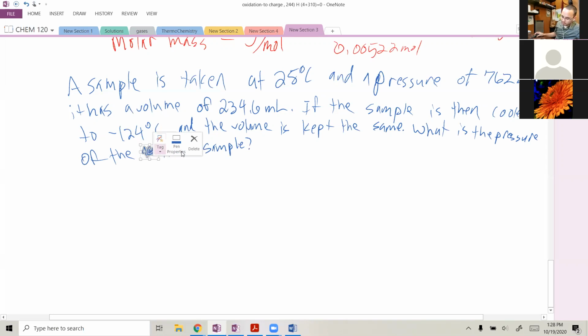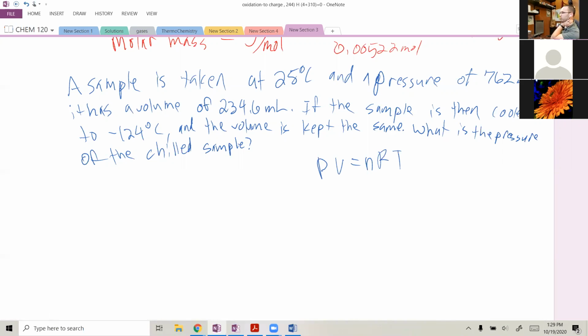So another type of problem looks a little bit like this, in that we have a lot of different things going on here. But we can't just use PV equals nRT, because do we know the number of moles of our sample? No. So we can't just plug in PV equals nRT for our second set of conditions and try to identify what the pressure would be.